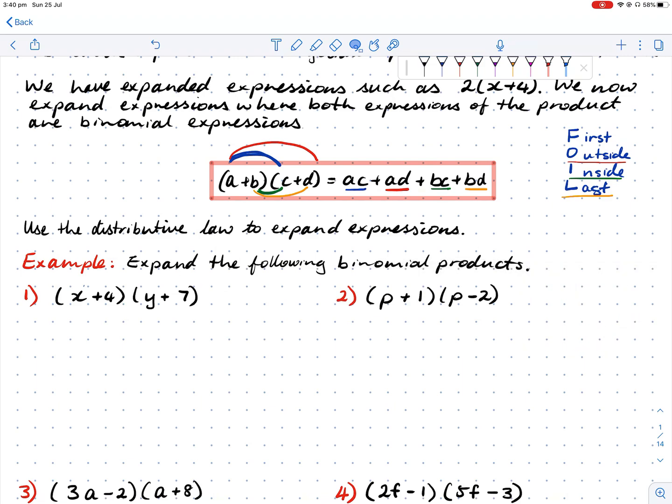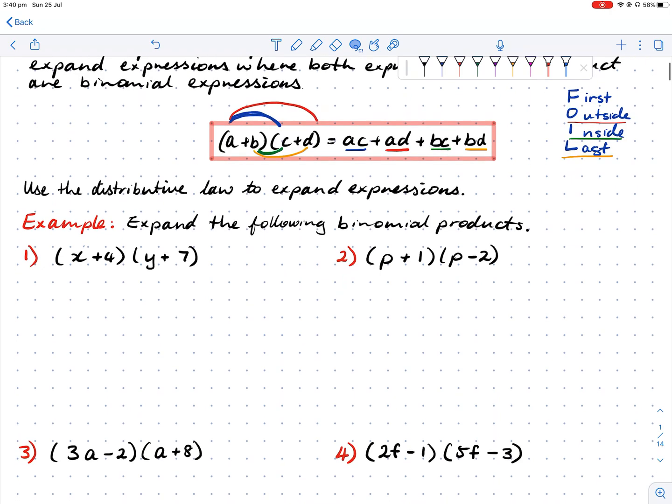And let's do a couple of questions. So with these ones, we're going to expand the following binomial products. I'm going to do it using both methods just to show you how each of them are done.